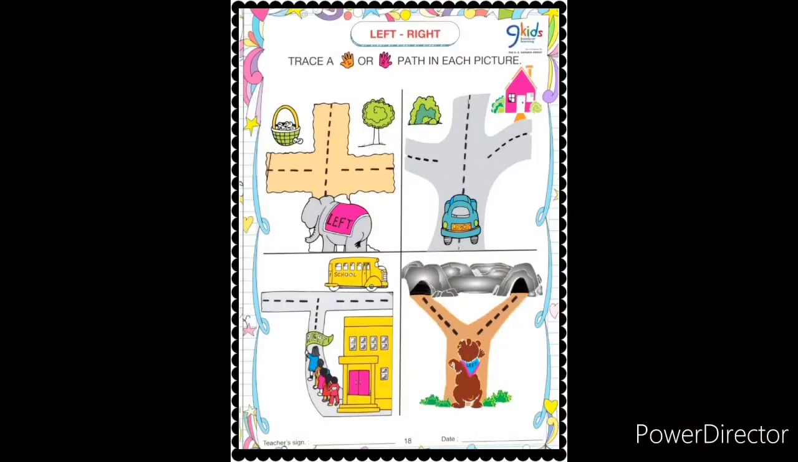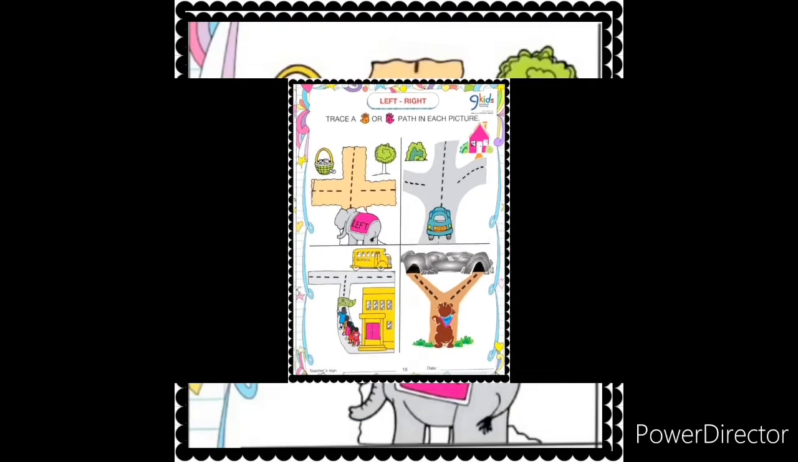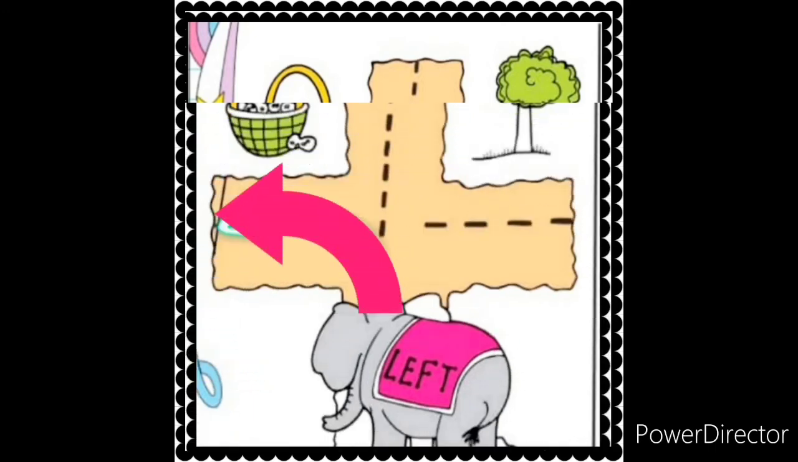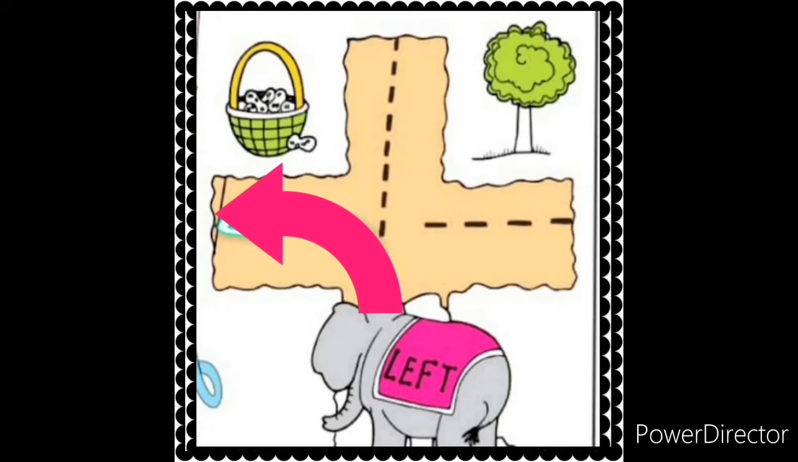Now let's see the solution of the worksheet. In this worksheet, you had to trace a left path or right path in each picture. Right, children? In the first picture, left is written on the picture of an elephant. So, elephant has to go on the left side. So, you have to trace the left side path with crayon like this way.